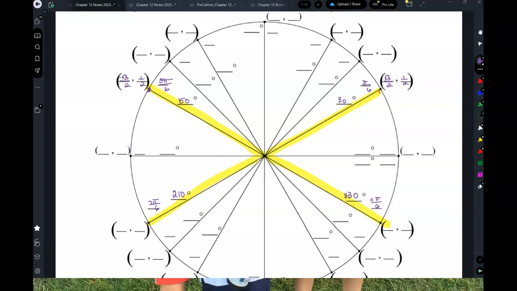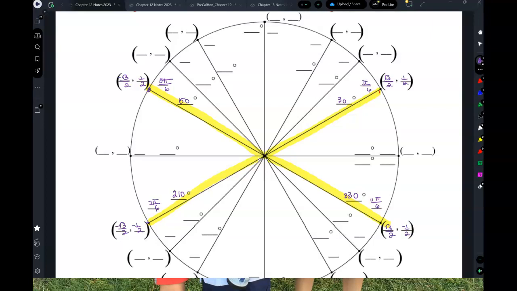To get to this point, the 7π/6, again, I have to go to the left longer and down shorter. So negative √3/2, negative 1/2. Here, longer horizontally, down shorter. So positive √3/2, negative a half.